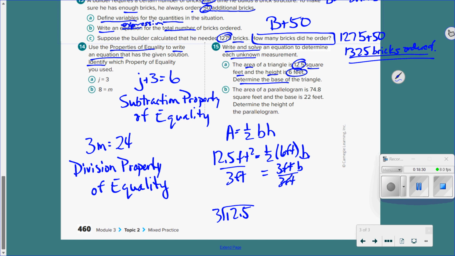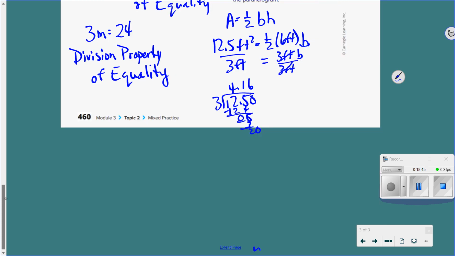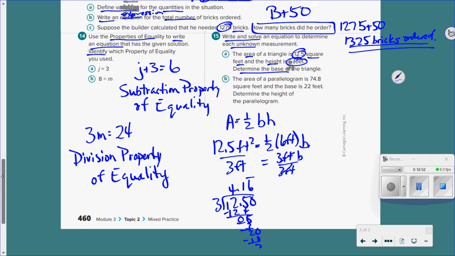Our next one is the area of a parallelogram. It's 74 8/10. The base is 22. Determine the height. So for our parallelogram, our formula, area equals base times height. We gave the area 74 8/10 square feet, equals the base, which is 22, times the height. So to solve for the height, I'm going to divide both sides by 22. These go away, so I just have h left on this side.